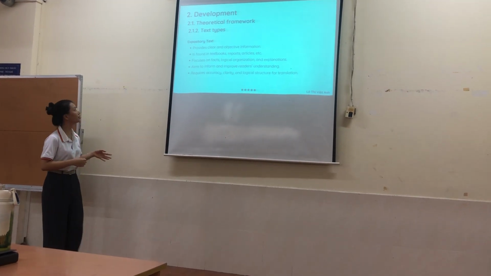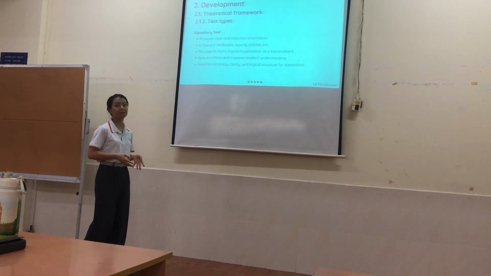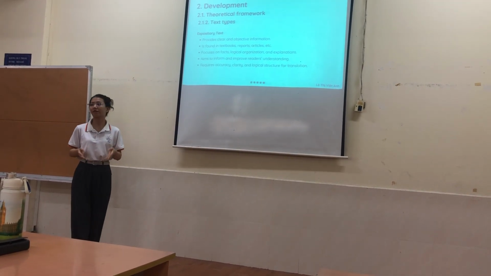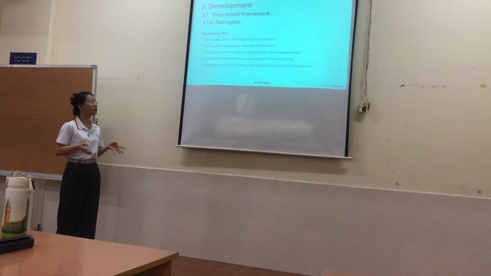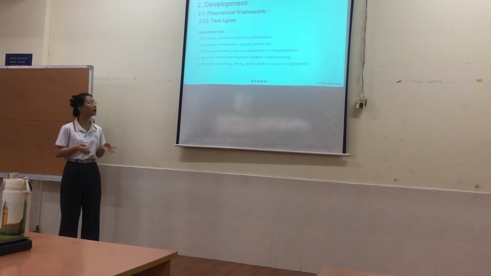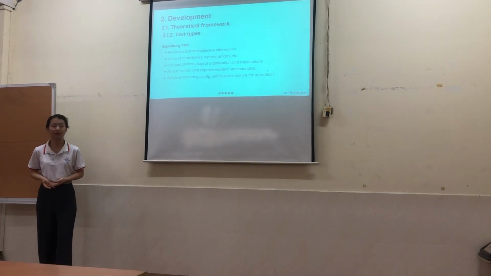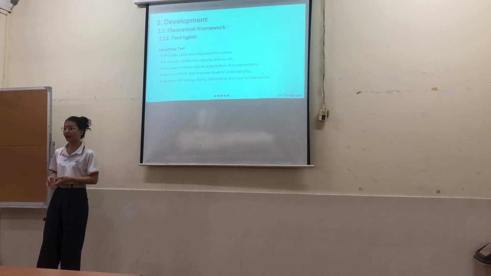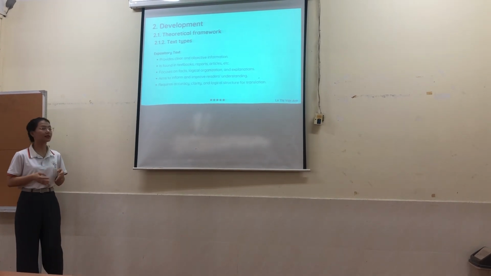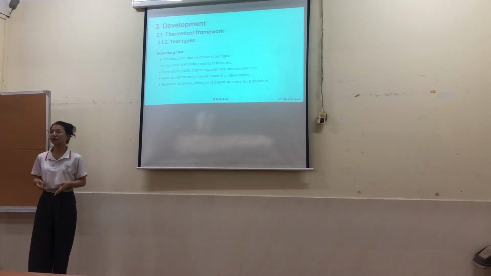Now let's move to the text types. The first text type is expository text. It provides clear and objective information. It's found in articles, textbooks, or reports. It focuses on facts, logical organization, and explanation. It aims to inform and improve reader understanding. Translation of this text type requires accuracy, clarity, and logical structure.